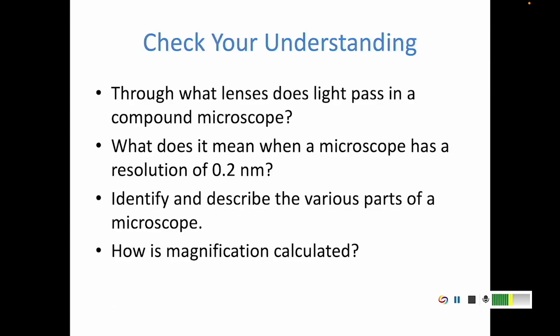Okay, so we've talked about what lenses light would pass through in a compound microscope. What does it mean when a microscope has a resolution of 0.2 nanometers? Be able to identify and describe the various parts of a microscope. So if I have a picture of a microscope, or a microscope set out, you could tell me what each part was, or if I asked you what a particular part does, you could tell me. How do you calculate magnification? And then also let's talk about refraction. What does refraction have to do with any of this? How do we minimize refraction?